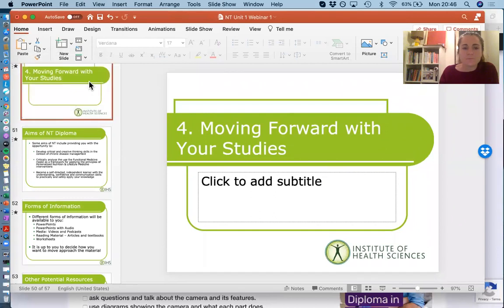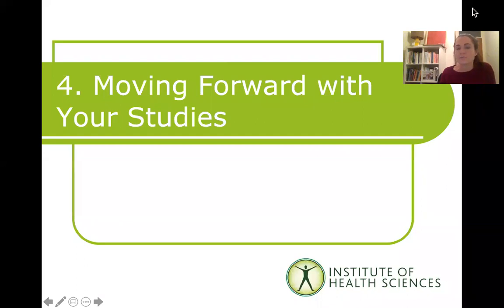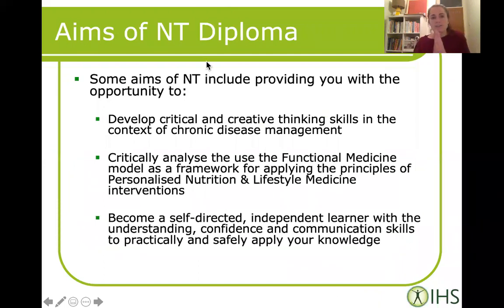So these are just some tips for how you can support yourself as you move through the course. One of the main aims of the diploma is that you can run a nutritional therapy consultation. That's ultimately the aim of the course, that you leave being able to practice as a nutritional therapist. But part of practicing as a nutritional therapist requires that you develop other skills as well, like critical and creative thinking skills in the context of chronic disease management. So I've talked to you about that this evening. So that's being able to look at information, critically appraise it, and also creative thinking skills, which we'll look at next year in a bit more detail.